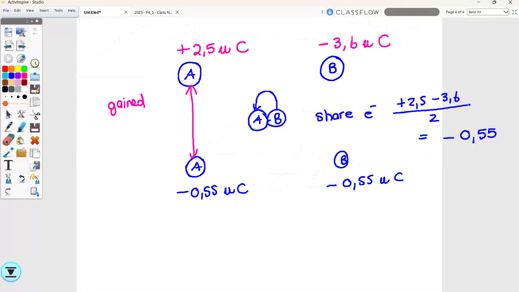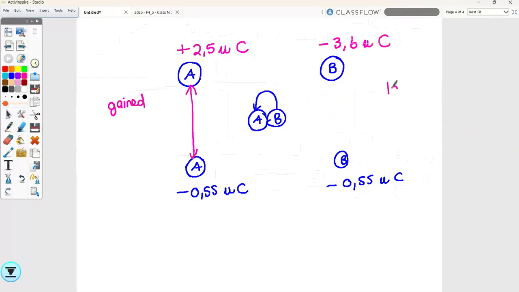And if we look at B, did B lose electrons or gain electrons? It lost. How many coulombs of charge? So let's see what the change is. Whatever this one gained, this one must lose. So what's the difference here? And what's the difference here? It has to be the same, or otherwise you're doing something wrong.